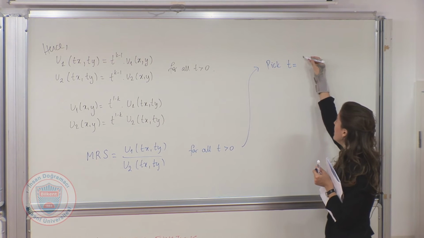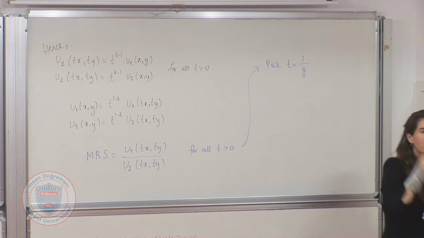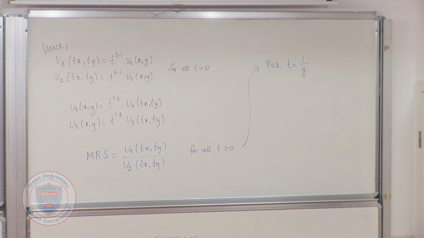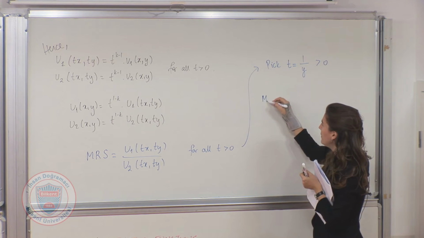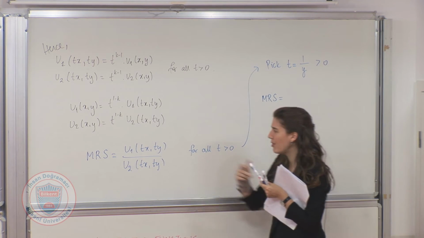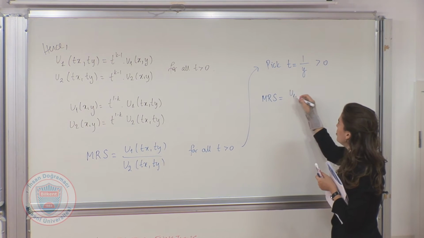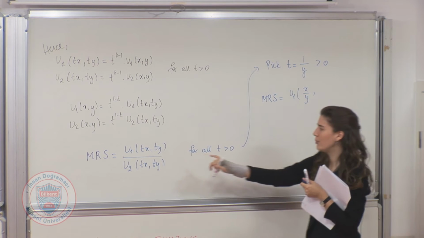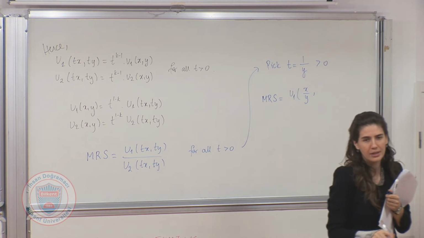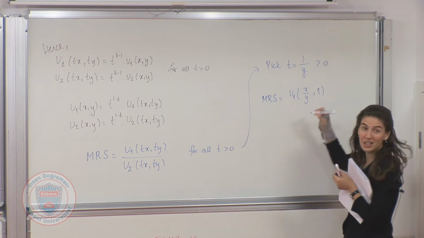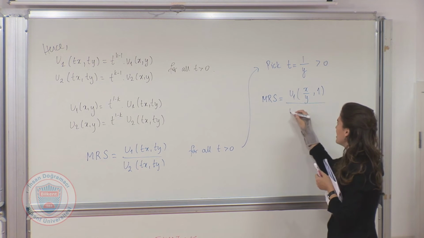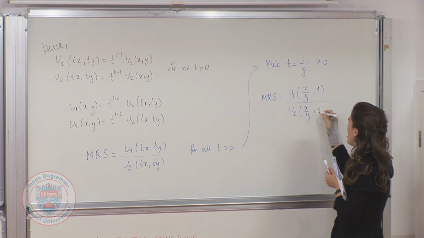So let me pick t equals 1 over y. Whatever y you pick, I'm going to take it, because for any number, it's correct. So pick t equals 1 over y, okay? Now, what's going to happen? Then MRS, if I put 1 over y here, it's going to be U1(x over y, 1) over U2. And when I put 1 over y instead of t, that part is 1, right? So these are not tricky questions, okay? So this is also (x over y, 1).